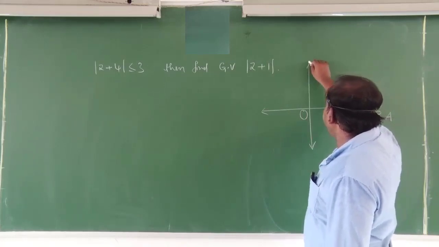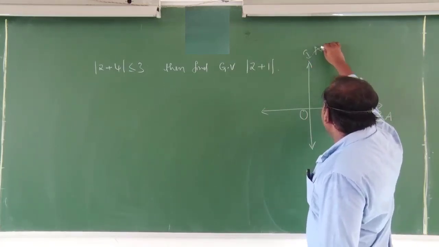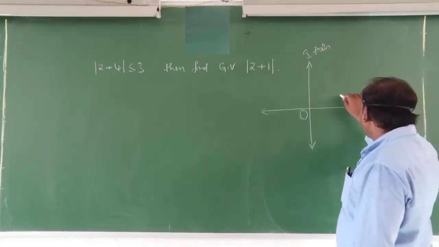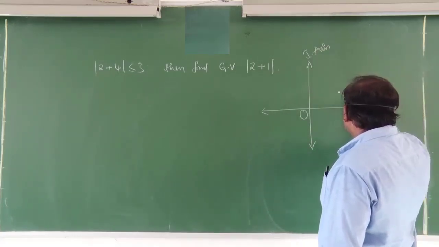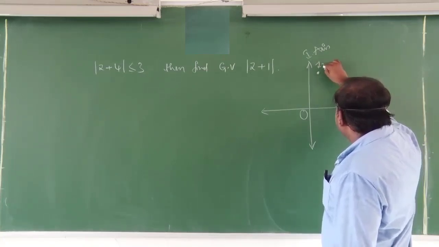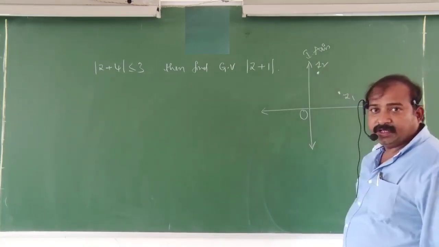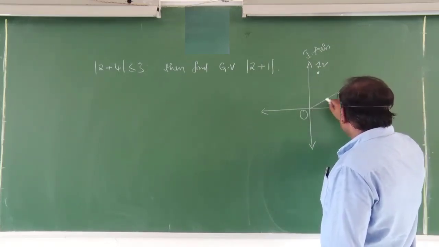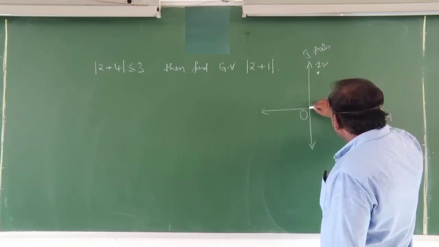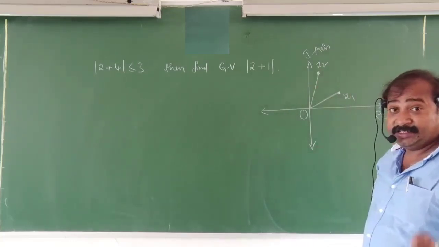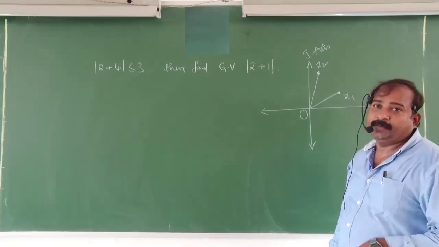Okay, let this be the imaginary axis and this the real axis. Let Z1 be the point here, and let Z2 be the point here. Z1 comma Z2. If you add from the origin, let this be Z1 and let this be Z2. Then where will Z1 plus Z2 lie?